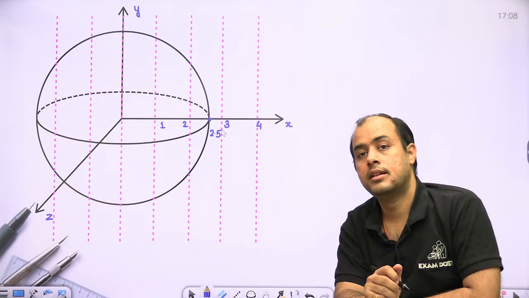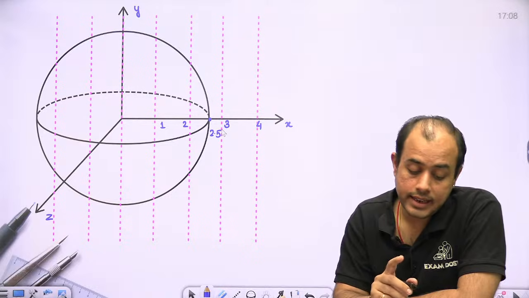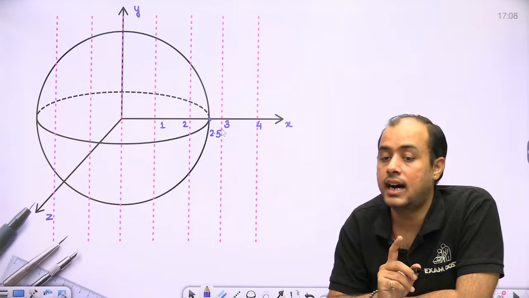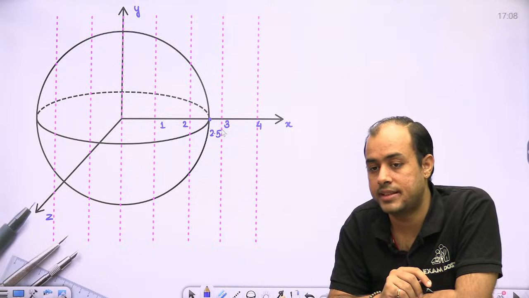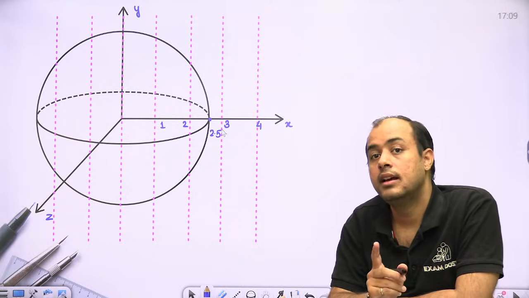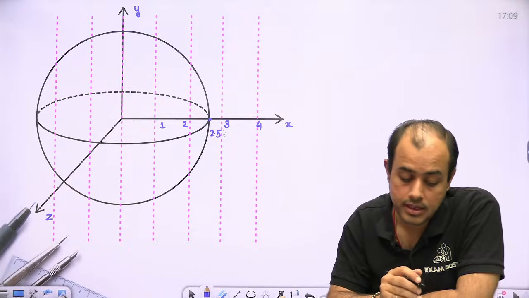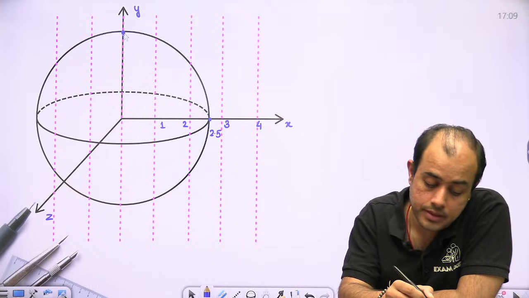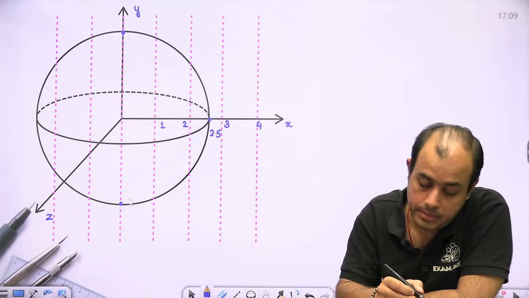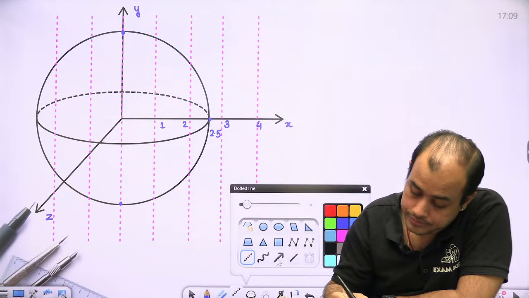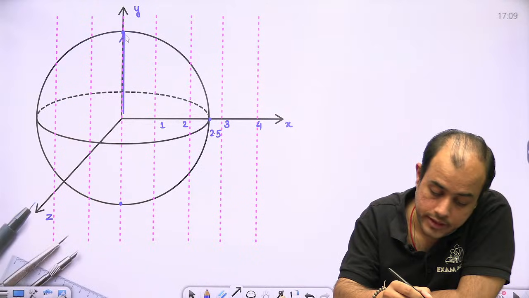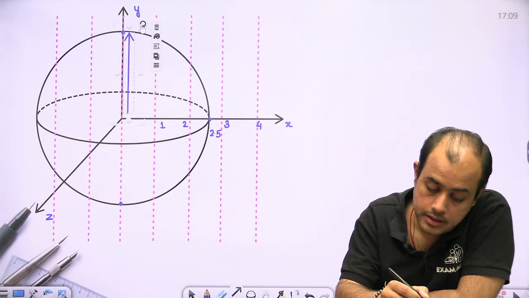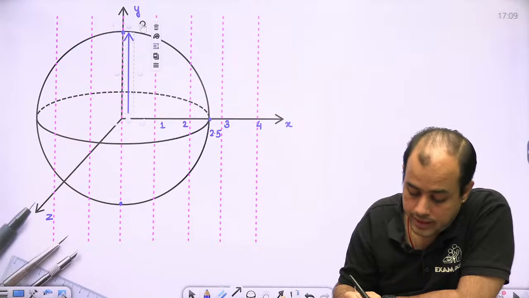Understood, beta? Now, I need to know the charge enclosed. Charge enclosed will be charge density into length. Now I will need the length. The length of this will be, beta, the length of this is 2.5, right? This is 2.5, so length will be 5 simply.